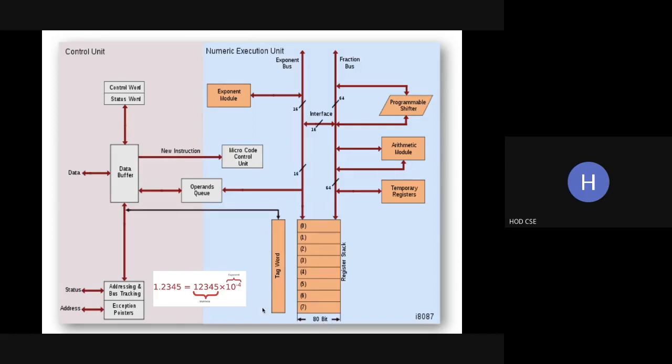Since it is used for floating point operations, this is floating point data, which has a mantissa part and an exponent part. To represent this 80 bits, the mantissa part takes 64 bits and the exponent part is represented by 16 bits.